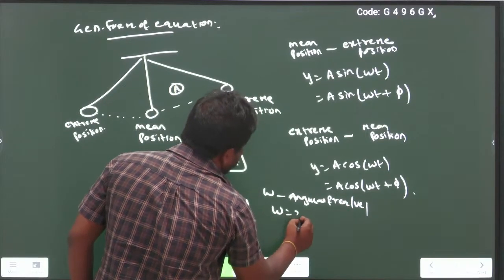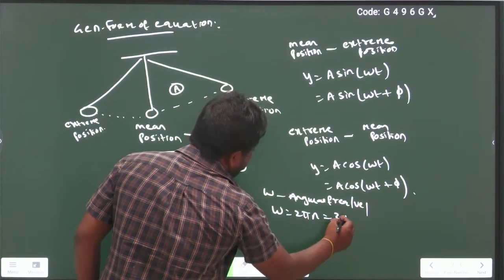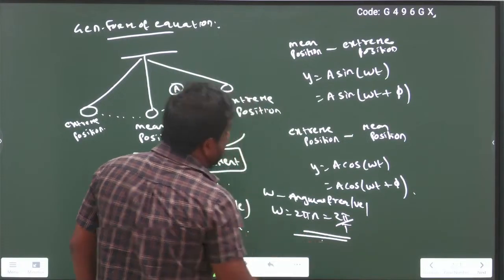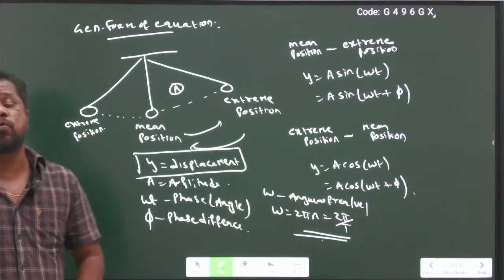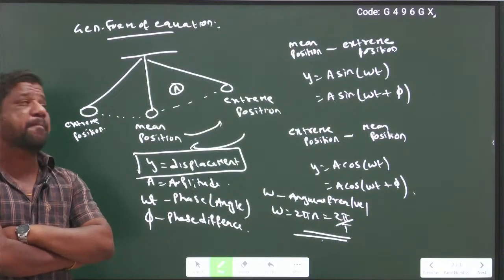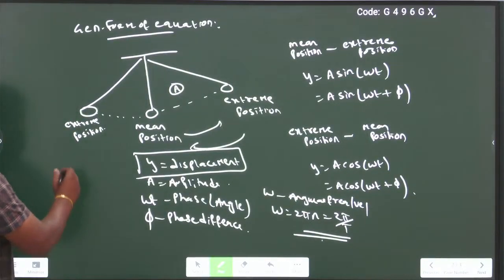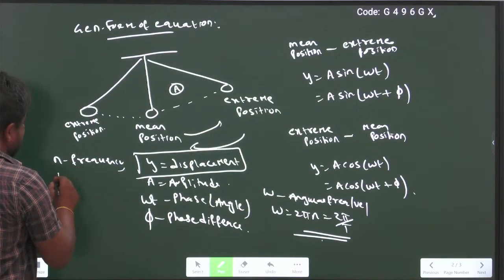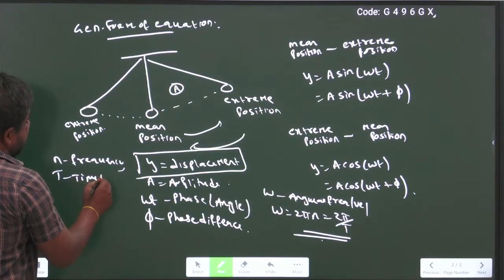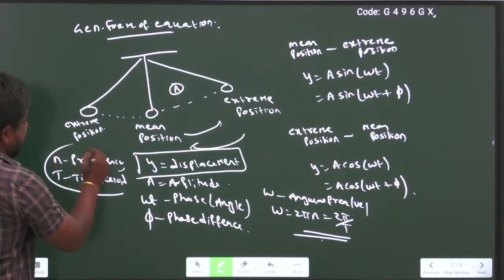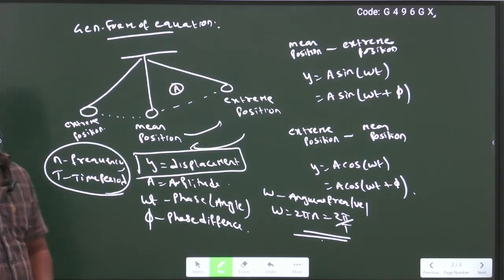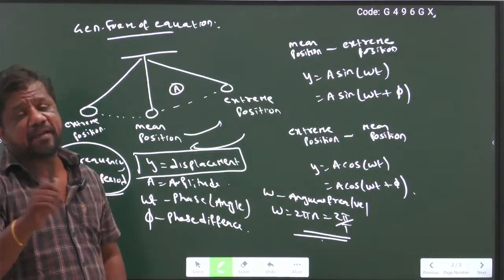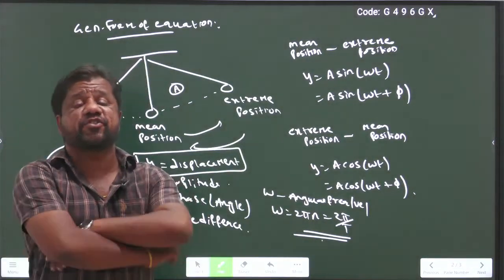Now what is the formula for omega? Omega is equal to 2 pi n, that is equal to 2 pi by T. Here n stands for frequency. T stands for time period. N is the frequency, T is the time period. We know what time period is: the time taken to complete one oscillation.